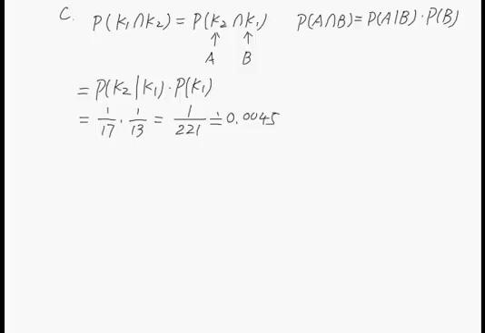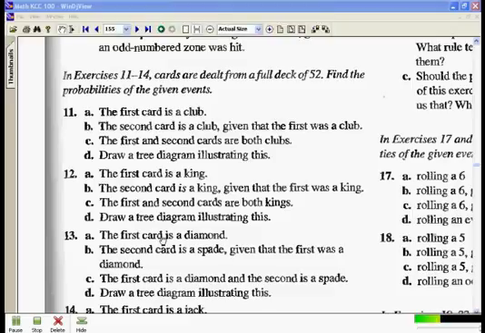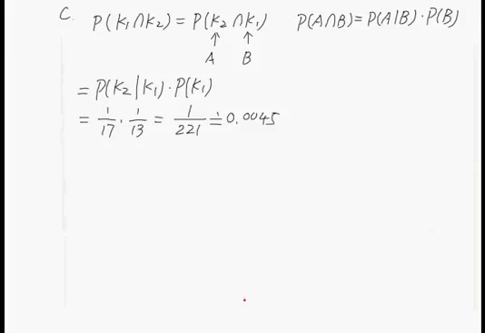Now let's look at part D. Part D, we need to draw a tree diagram illustrating this. When a probability problem involves more than one stage, then we need to draw a tree diagram to illustrate the relationship between the stages. We try to draw a tree diagram. First, we begin with the root of the tree, and we use one branch to stand for each event.